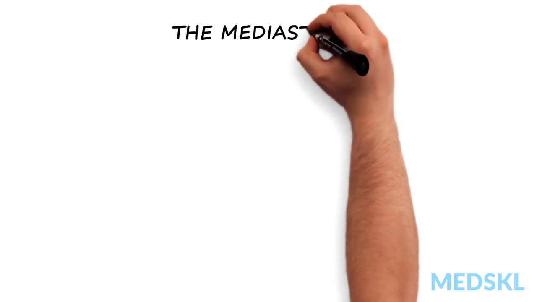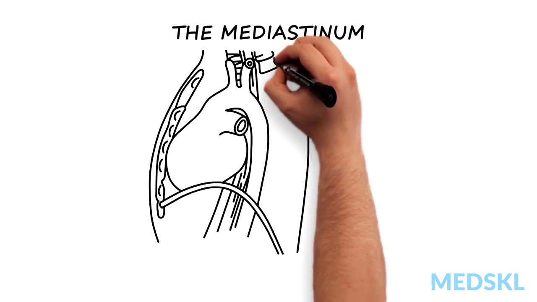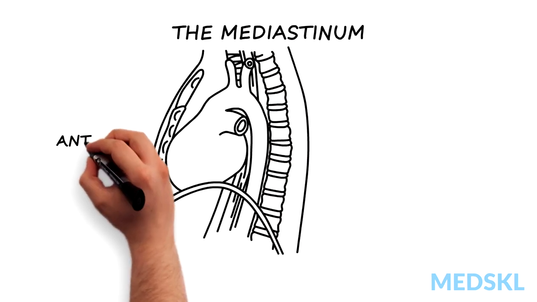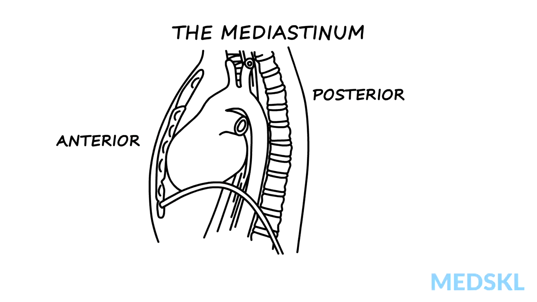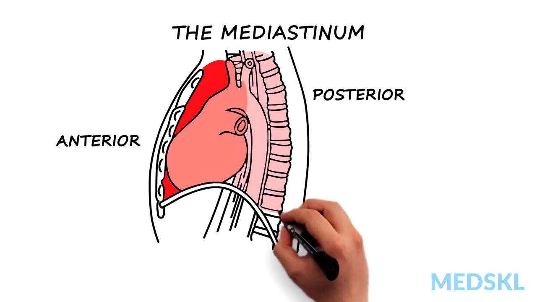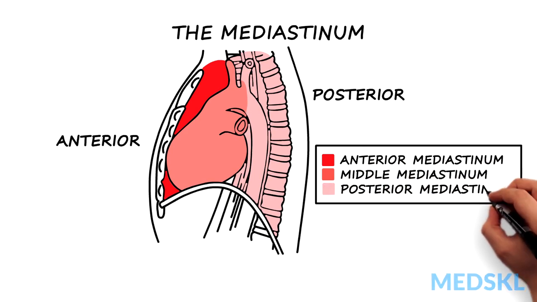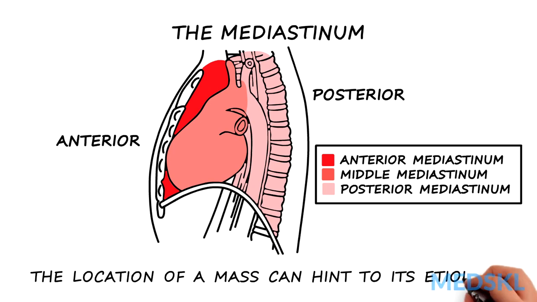The mediastinum is an anatomical cavity, which is between the lungs and includes the heart, aorta, thymus, trachea, and esophagus. Its boundaries are formed by the sternum anteriorly, the spine posteriorly, and the lungs laterally. Further, the mediastinum can be subdivided into three anatomical areas, specifically the anterior, middle, and posterior mediastinum. These distinctions are important as the location of a mass can hint to its etiology.